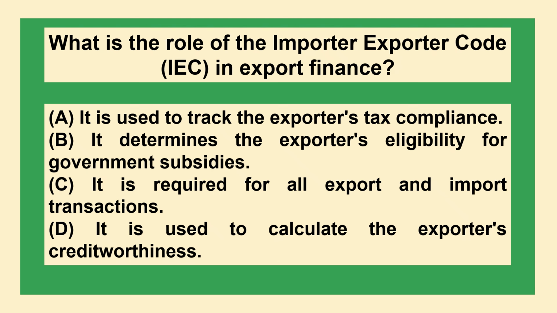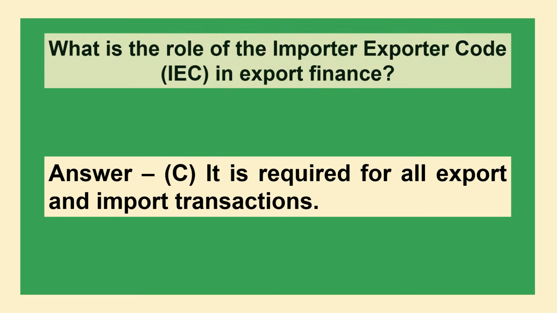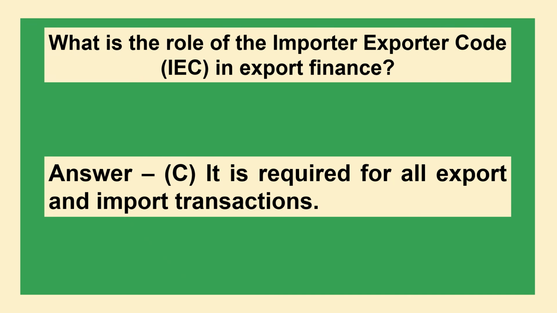What is the role of Importer-Exporter Code IEC in export finance? Option A. It is used to track the exporter's tax compliance. Option B. It determines the exporter's eligibility for government subsidies. Option C. It is required for all export and import transactions. Option D. It is used to calculate the exporter's credit worthiness. The answer is option C. It is required for all export and import transactions.